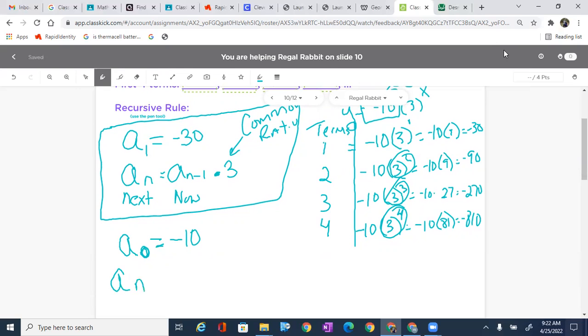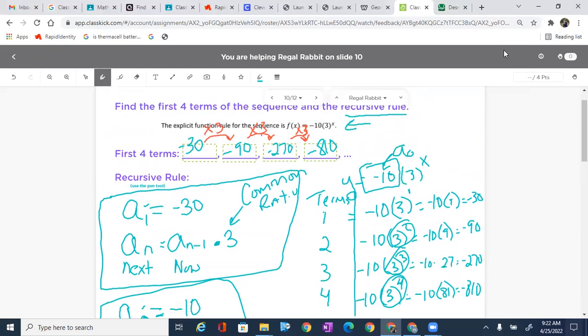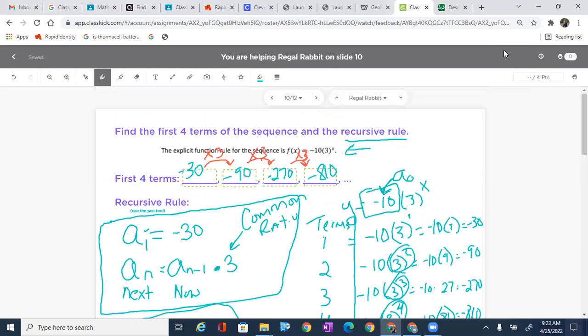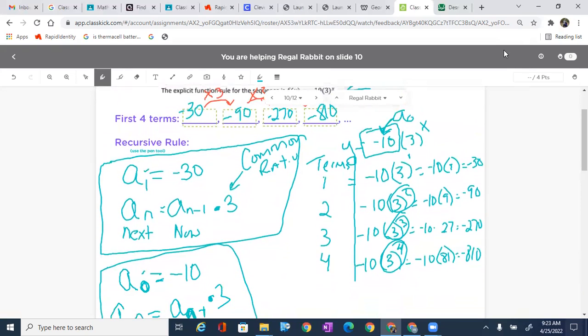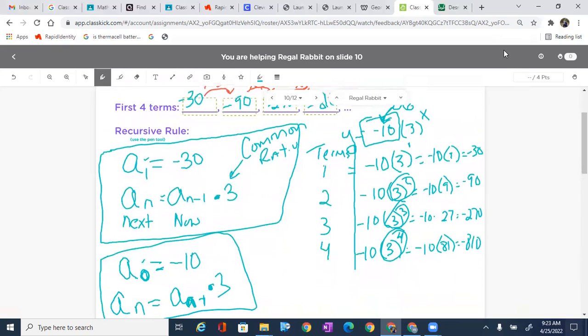So a sub 0 equals negative 10, and then we just write the exact same thing. In order to get what we have next, we need to look at what we've got now, and we need to multiply it by 3. So we have two different ways we could write it. We could write it from our first term, but we could also write it from our 0th term, since it's given to us in our exponential function. All right, I hope that helps you out. We started with an exponential function, and then we went back to our recursive rule.